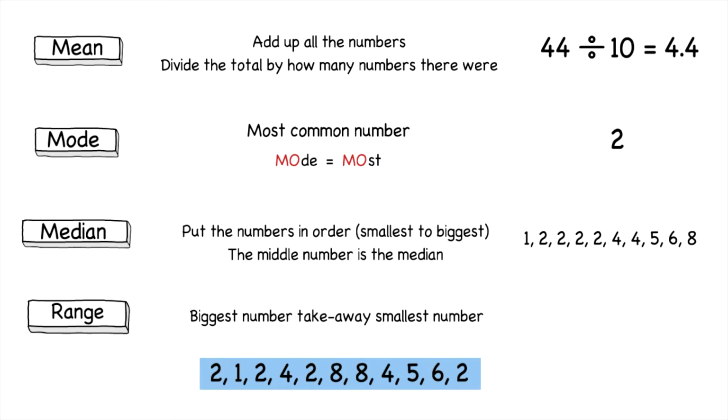If I line those numbers up and I cross them off until I get to the middle, then I will end up with 4, and that will be my median. Lastly, for the range, I do the biggest, which is 8, take away the smallest, which is 1, and I get 7.